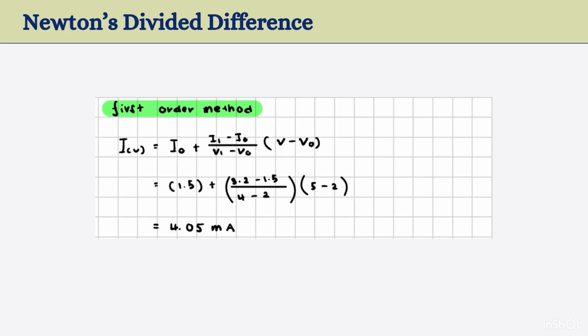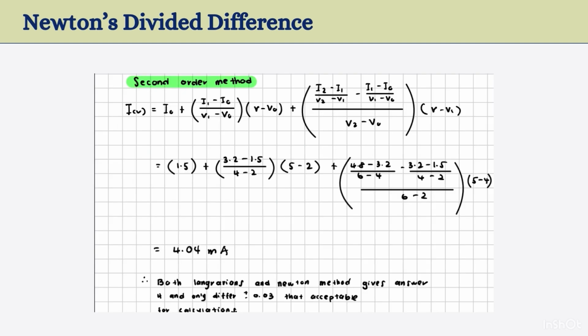And the answer will be 4.013 milliampere. For Newton's divided difference, for the first order method, we can use this formula, and then we put in the numbers of I and V. From the formula, we can assume that V is 5 and V0 is 2. We put it together, complete it, and we will get 4.05 milliampere. For the second order method, here is the formula. We put the numbers into the formula, and the answer we will get is 4.04 milliampere.